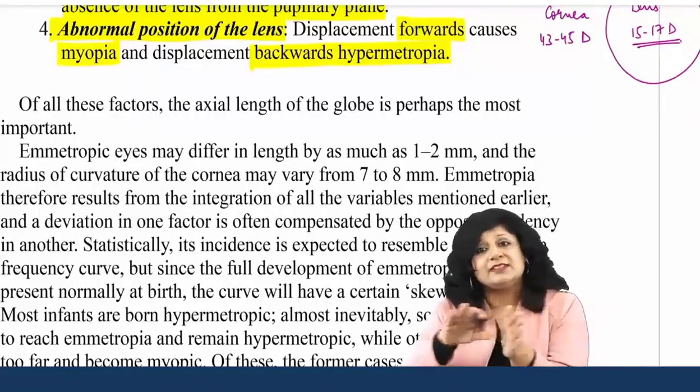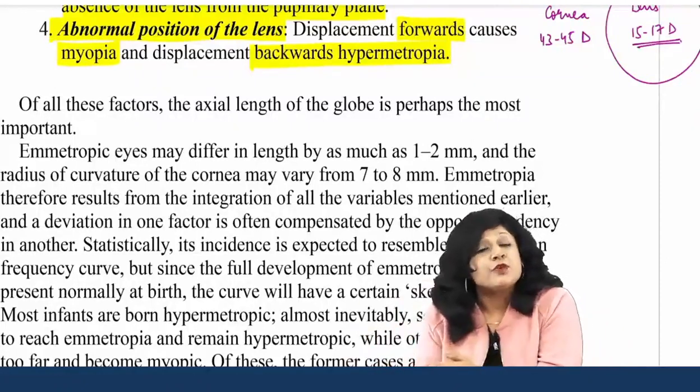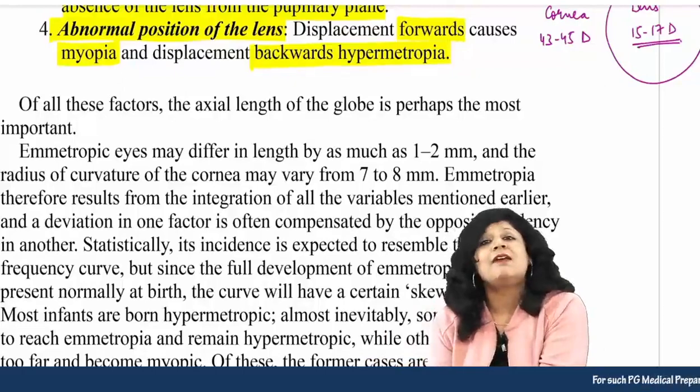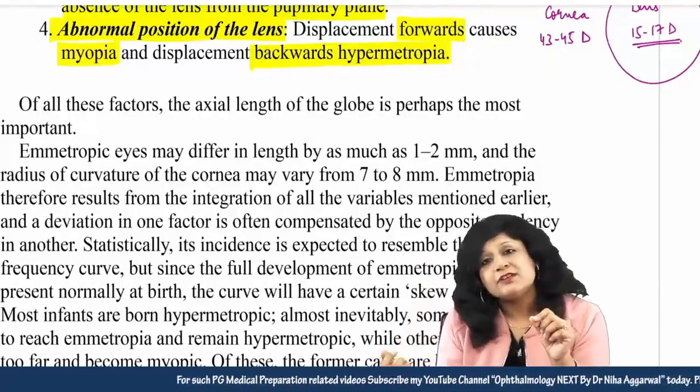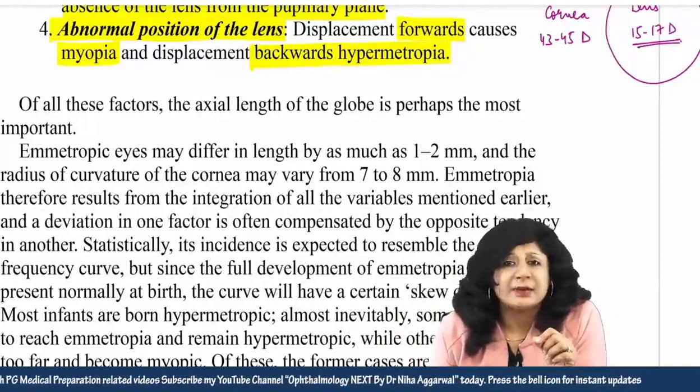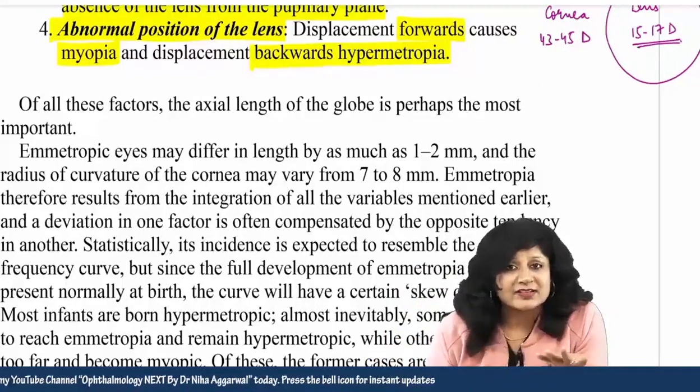Similarly, if the lens is going posteriorly, then the rays are also focusing more posteriorly, because wherever the power is, the rays are focusing there only. So if the lens is going backward, the focusing will also be backward, and therefore that will be hypermetropia. So I think all these factors are very, very clear.